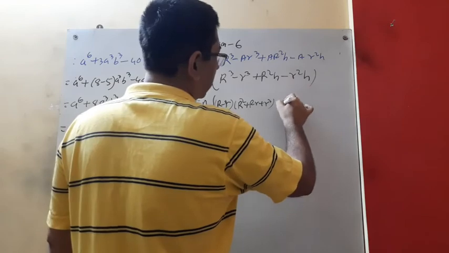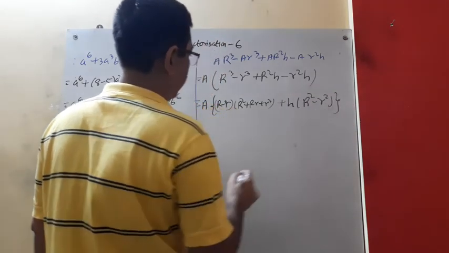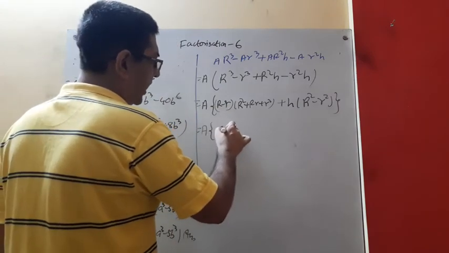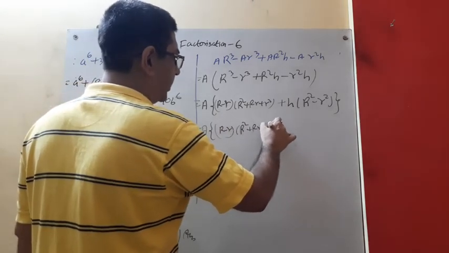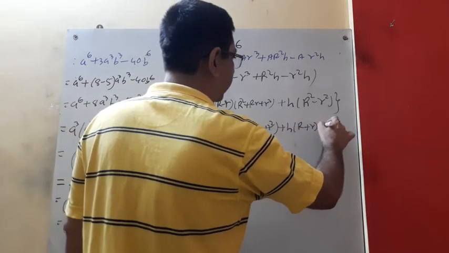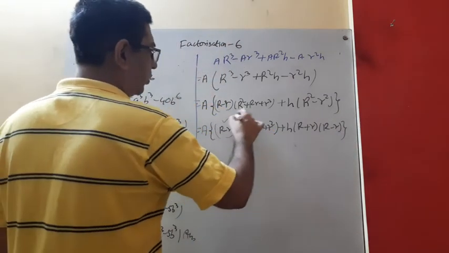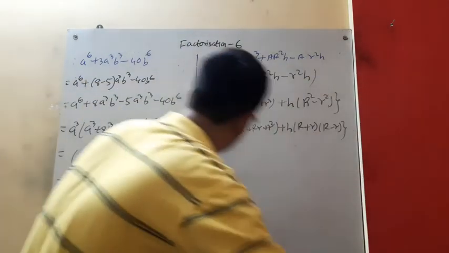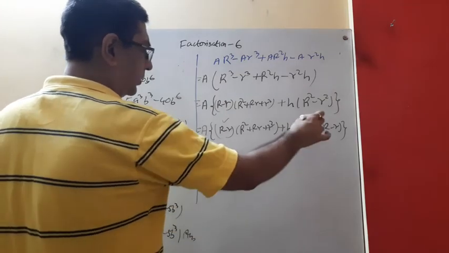From these two we take common h, we are getting R square minus small r square. So taking common a, now this is a minus b, this is a square plus ab plus b square, this is a plus b into a minus b. Right? So what do we get? Taking R minus r as common. What are we getting? A. R minus r is common.